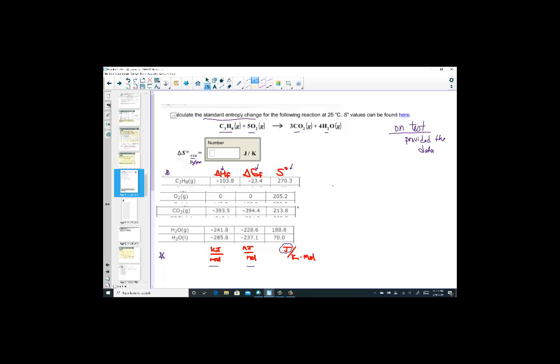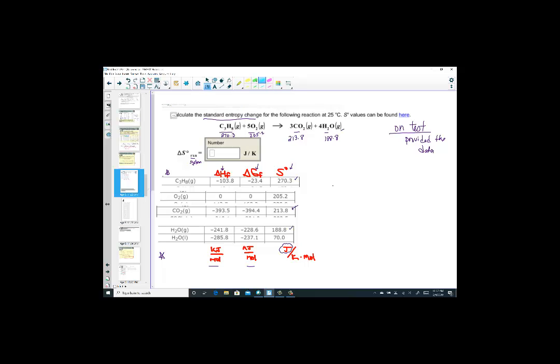Now, carbon dioxide in this value is given to me as 213.8. Gaseous water is 188.8. I just like to tabulate underneath each ingredient. We have propane given to us as 270.3. And then elemental oxygen at 205.2. Now, this would be a good pause before we jump in.